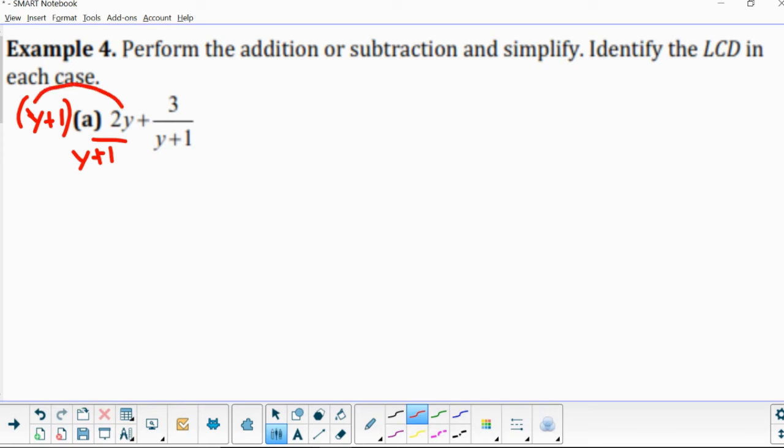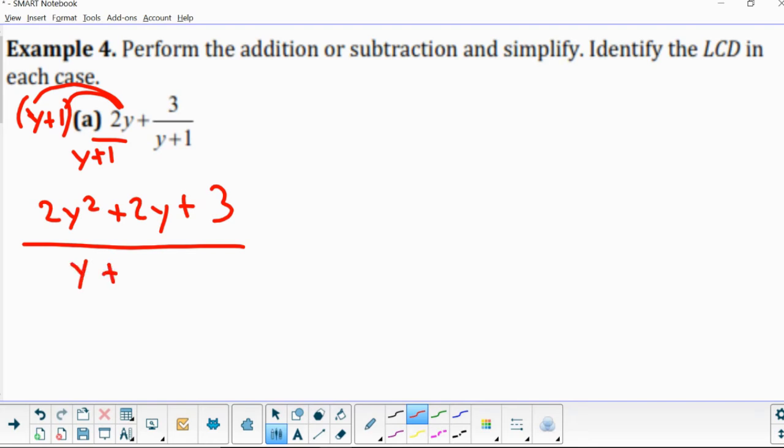So we're going to do 2y times y. That's going to give us 2y squared. And then we've got plus 2y plus our 3 there, all over y plus 1.